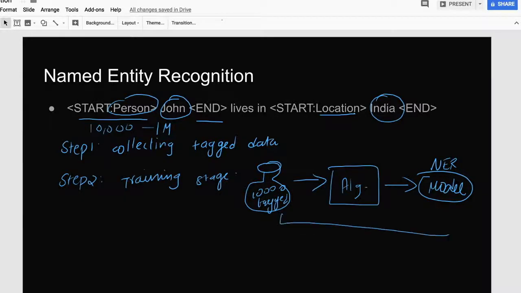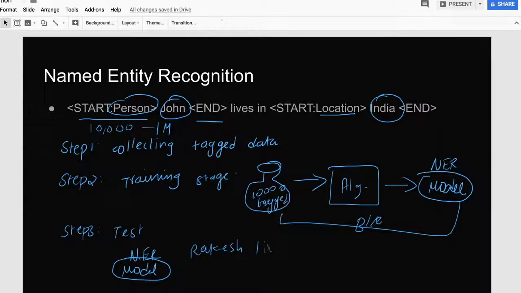We will consider this a black box for now, because we are not diving into detail regarding the working procedure of this algorithm. So we will get some model. The third and final step would be test. Using this NER model, we can give any sentences of any type. For example, if I give "Rakesh lives in Chennai," this sentence is very new and is not present in the training data. So the model doesn't have any idea about this sentence, but it will predict that Rakesh is a person and Chennai is a location because of this algorithm.